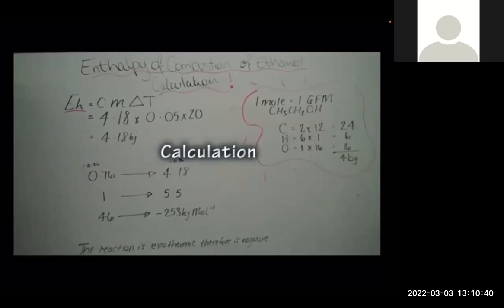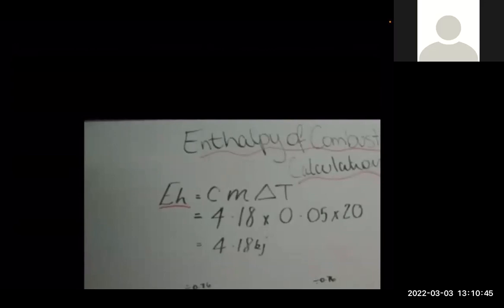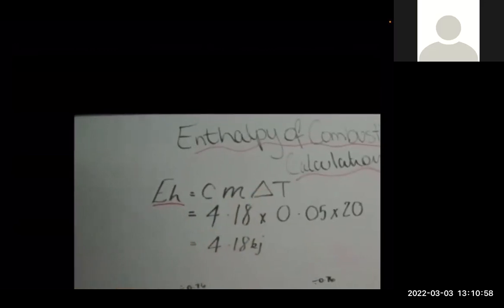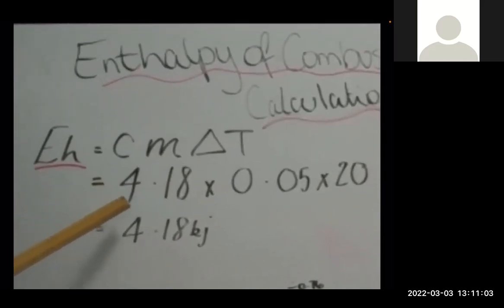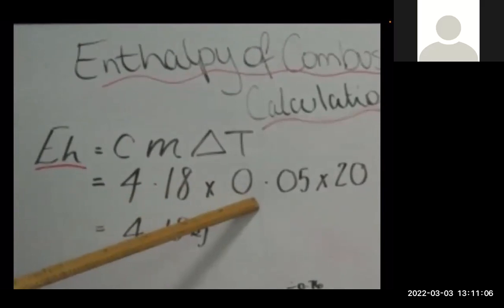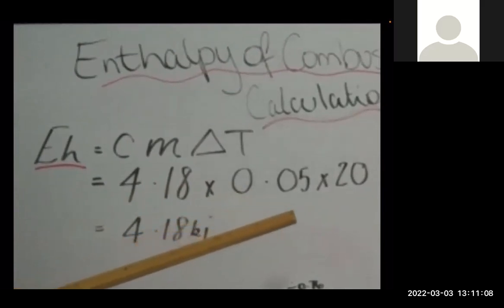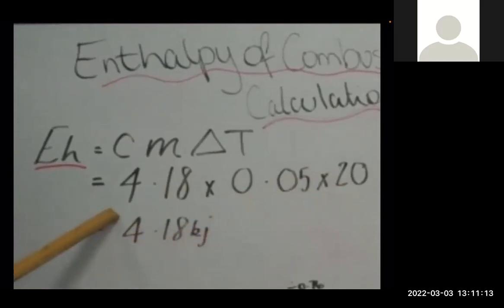The enthalpy of combustion of ethanol calculation. Suppose 0.76 grams of ethanol has been burned and the temperature of the water has risen by 20 degrees Celsius. The heat energy gained by the water is calculated using the formula EH equals Cm delta T, where C is equal to the specific heat capacity of the water and has a value 4.18. M equals the mass of water being heated, and in this experiment it is 0.05 kilograms. Delta T is equal to the rise in temperature in Celsius. So EH is equal to 4.18 times 0.05 times 20. This is equal to 4.18 kilojoules.